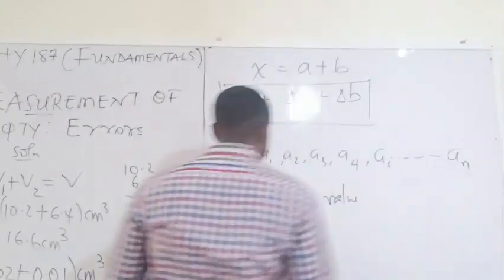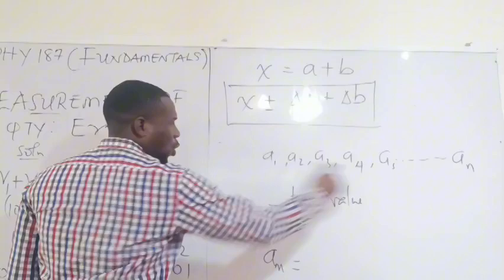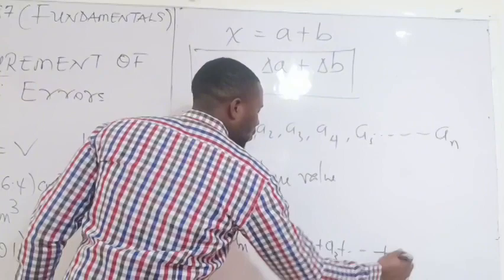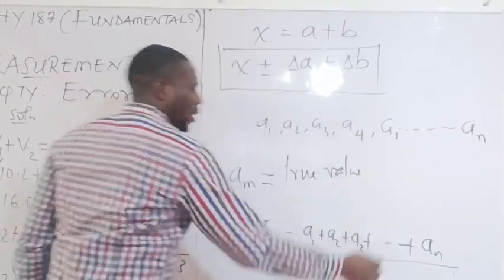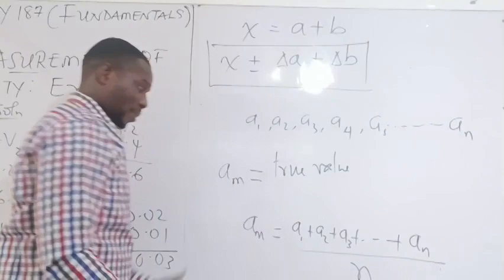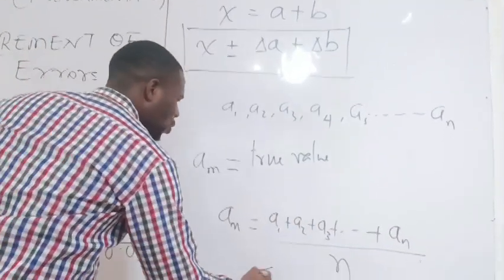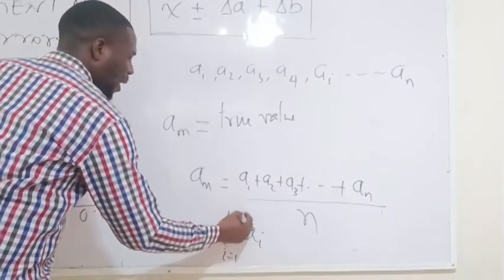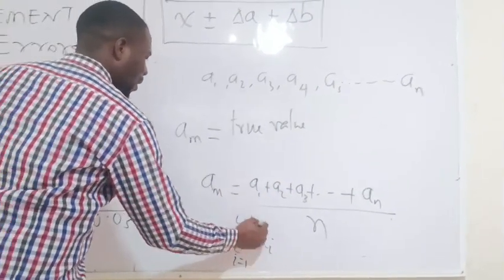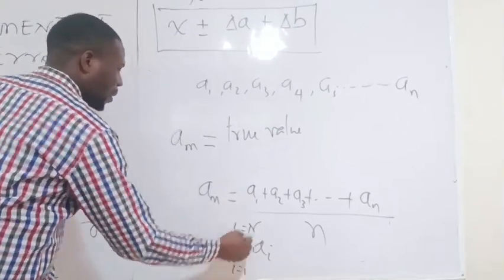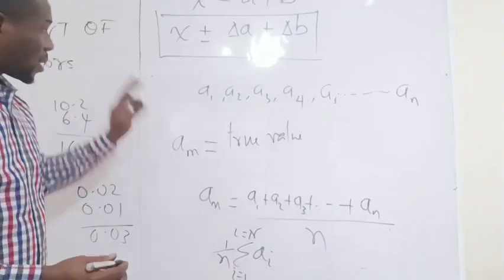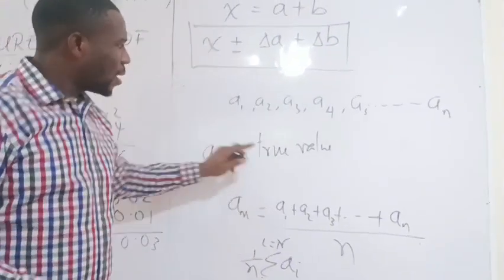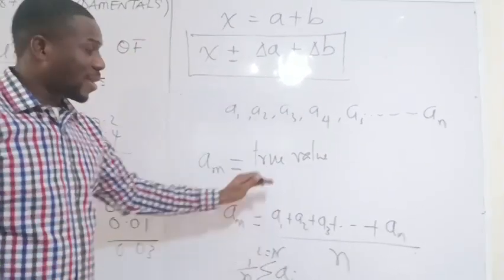So what is simply the mean? The mean is simply the sum of all of these measured values, starting from the first value to the last value, divided by the number of values you have altogether. This is simply the mean when you have repeated measured values. The mean can be classified as the true value.